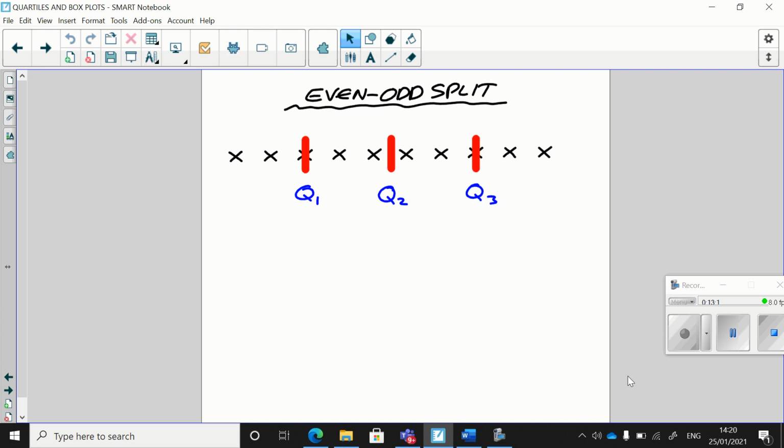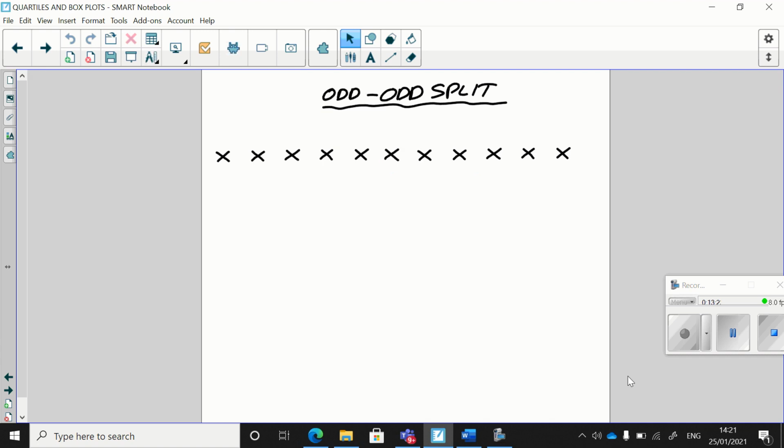So initially it was even. So Q2 was between two numbers. Once I'd done that, and 5 either side, which is odd, so I'd land bang on a number for Q1 and Q3.